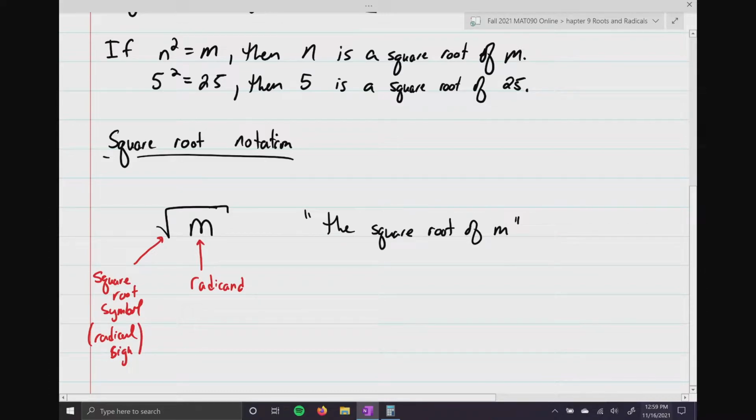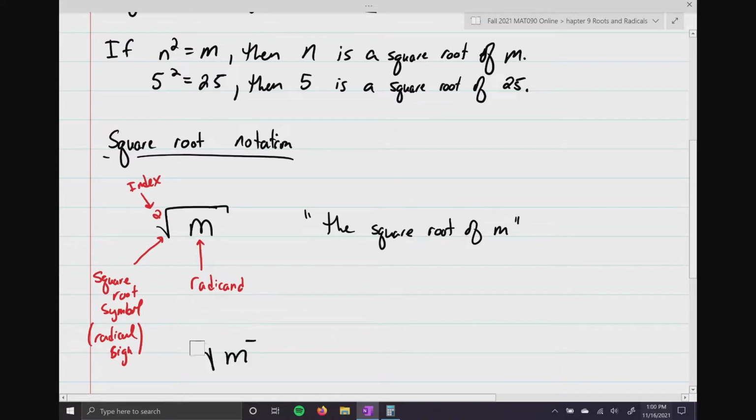And finally, there is one more little piece of information that is not written, and we assume it to always be a 2 if it's not written. It's right here. That is called the index. If there's nothing written there, then we assume it to be a 2. Otherwise, we will write a number there. So you could have the third root, the fourth root, the fifth root, and that would be a 3, 4, or 5 respectively. However, if we just write the square root of m, we assume that that little number right there is a 2.